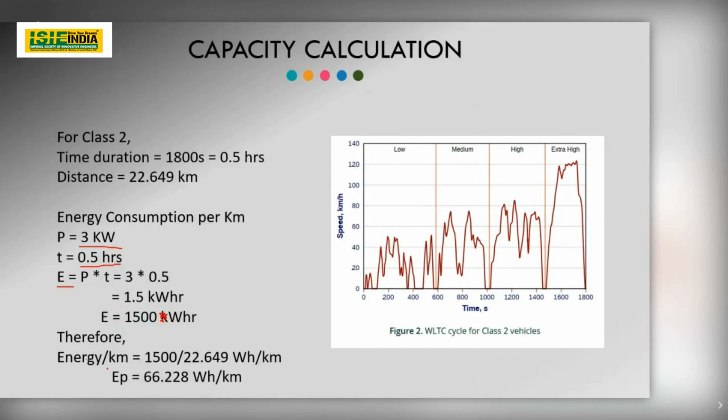Therefore, energy per kilometer is equal to 1500 upon 22.649, which is 66.228 watt hour per kilometer. Let's name this term EP, energy per kilometer. So take this term.